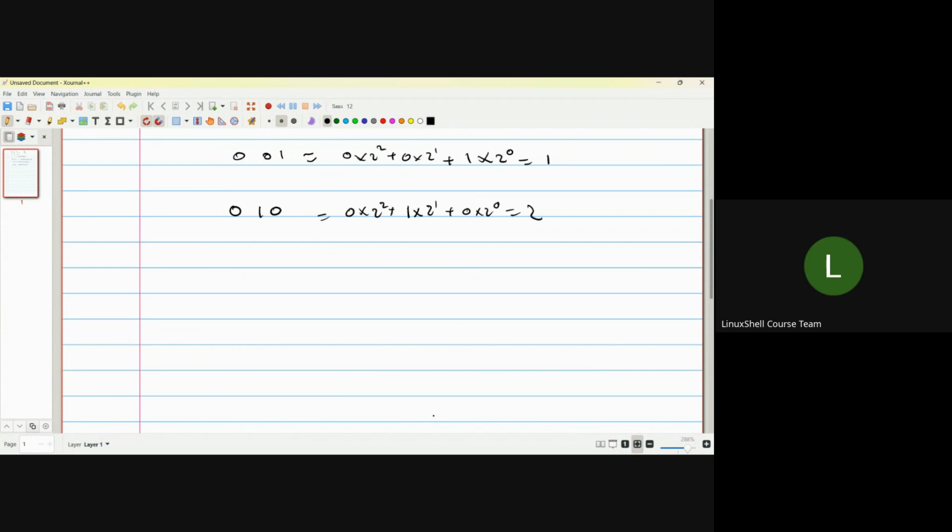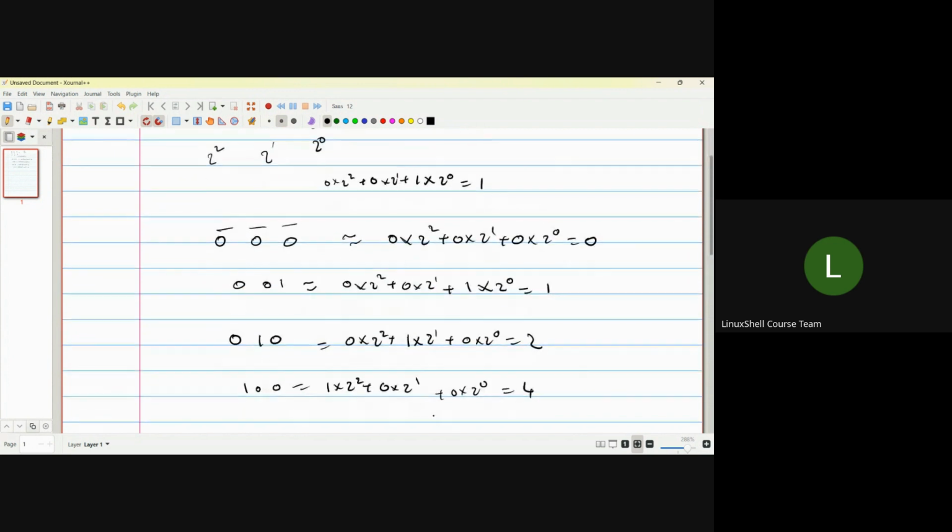Okay, so can you tell me what it is? Let's go 1, 0, 0 again. 100 means 1 into 2 square plus 0 into 2 power 1 plus 0 into 2 power 0, that is equal to 4. Okay. So when we do 001, can you scroll up a bit?